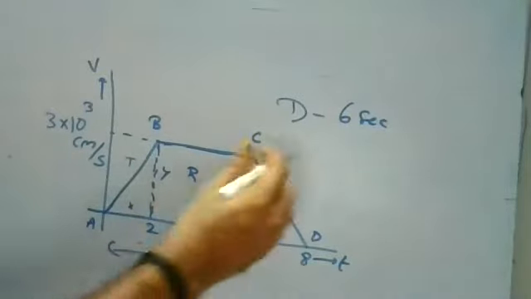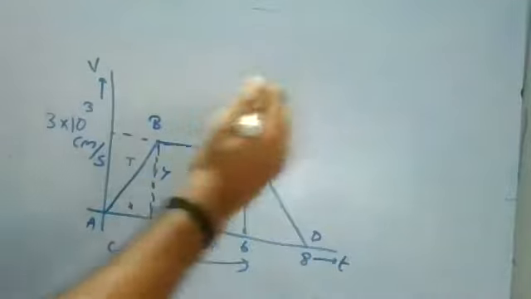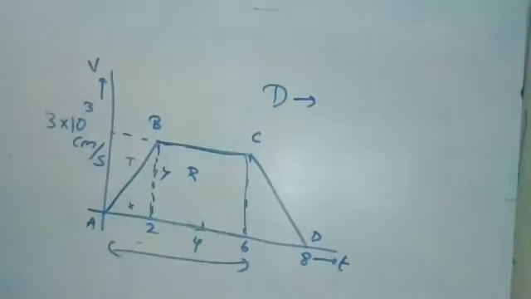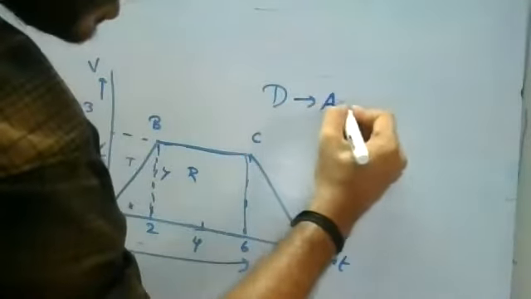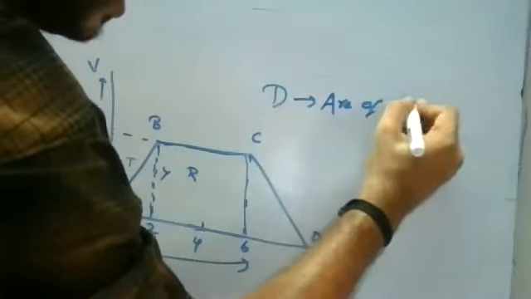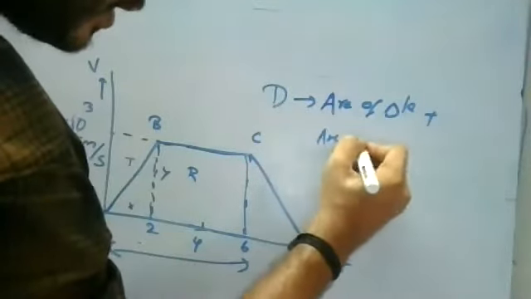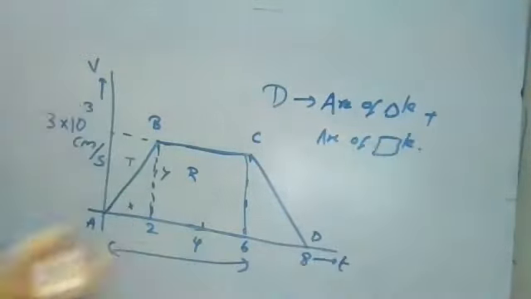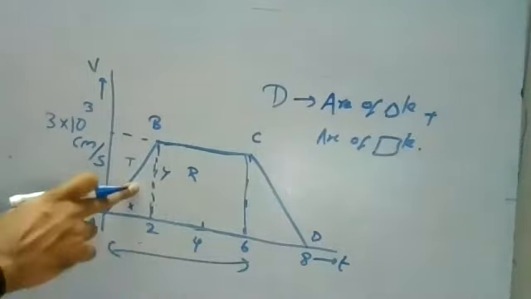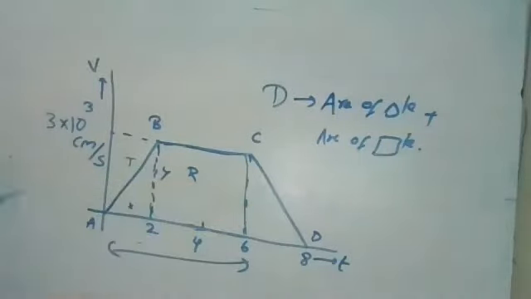Now we'll see the first one, the distance covered for the first 6 seconds. For the first 6 seconds, it is the area of the triangle plus the area of the rectangle. You can mention it like this. Remember, if they had asked for the total 8 seconds, three areas would be covered: two triangles and one rectangle. For 6 seconds, only these two areas are covered.